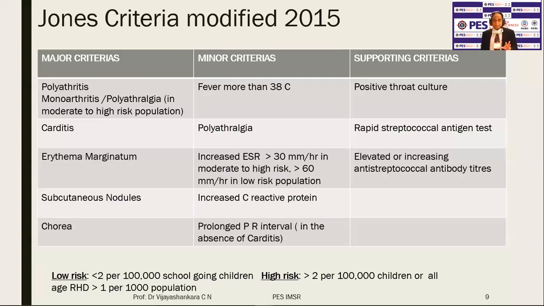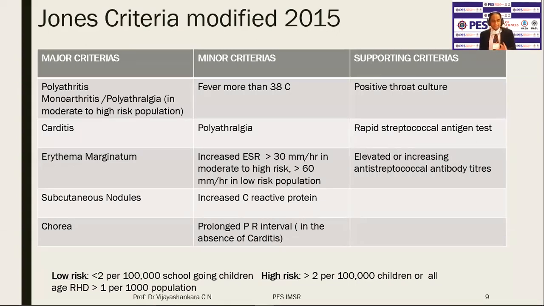Polyarthralgia, yes, this is where it's important. In a moderate to high risk population, polyarthralgia, fever with other clinical characteristics can be taken as one of the major criteria. But you must always look for a polyarthritis rather than polyarthralgia. In a low risk population, polyarthralgia is not a major criterion. It is included under the minor criteria.